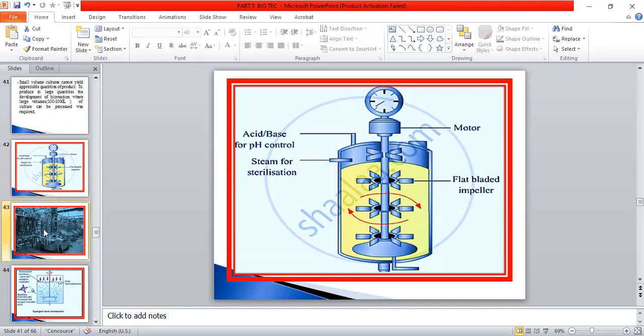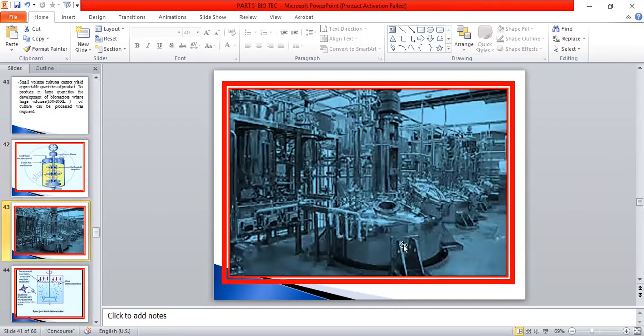See the next one, you can easily identify. This is a large scale industry. They produce bioreactors. See how many bioreactors there are? 1, 2, 3, 4, 5, and that side also. So many things are there. It's a big process, commercially prepared.